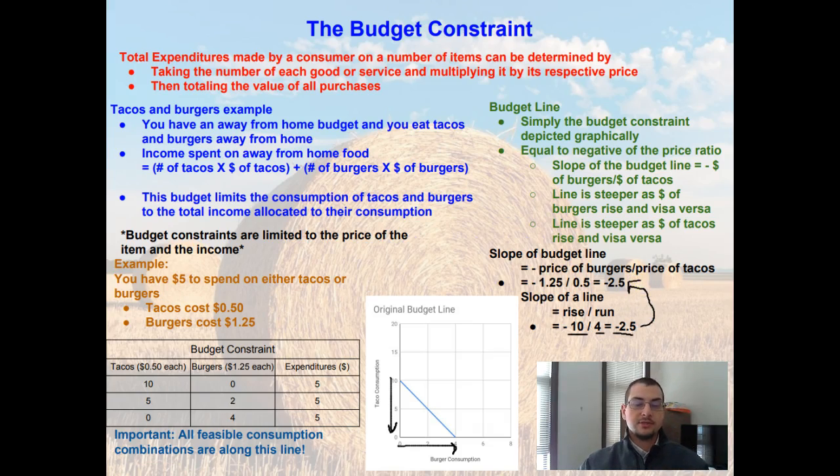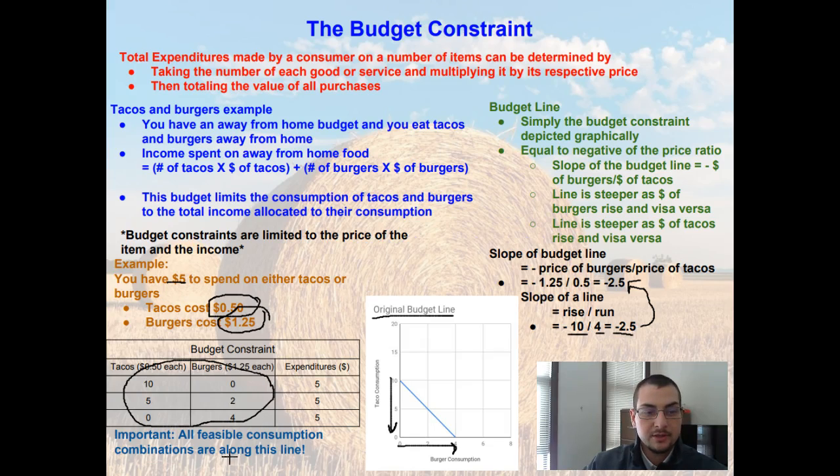So all of this is some of the mathematical equations, some of the conceptual ideas behind being able to graph this budget line. But all we're really doing is saying we have $5 to spend. It costs us 50 cents per taco, $1.25 per hamburger, and given those 3 numbers, how many tacos could we consume for $5? How many hamburgers could we consume for $5? And what are all of the possible combinations in between that would allow us to use up that full $5?